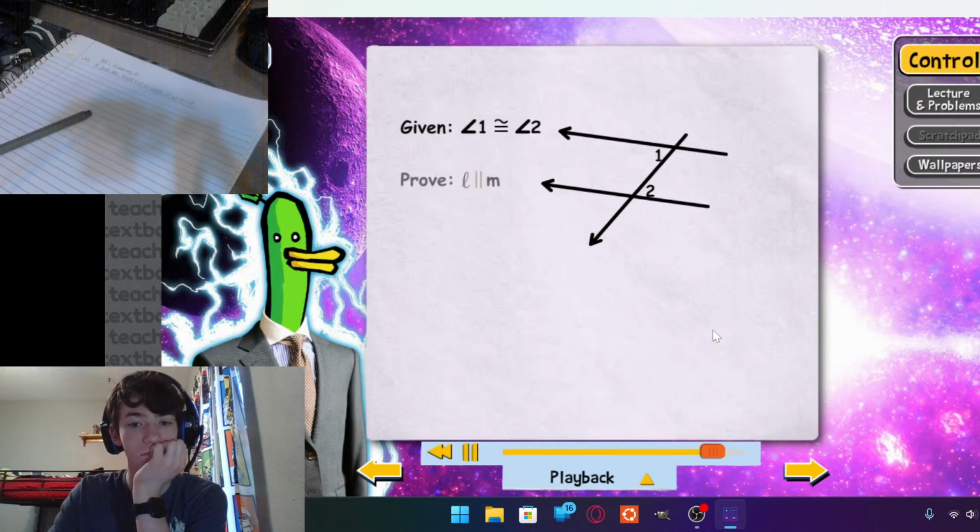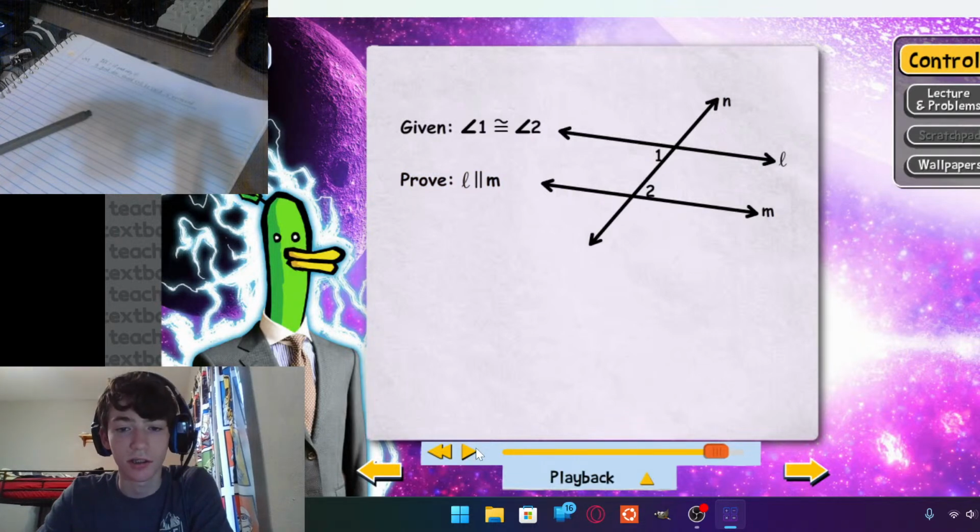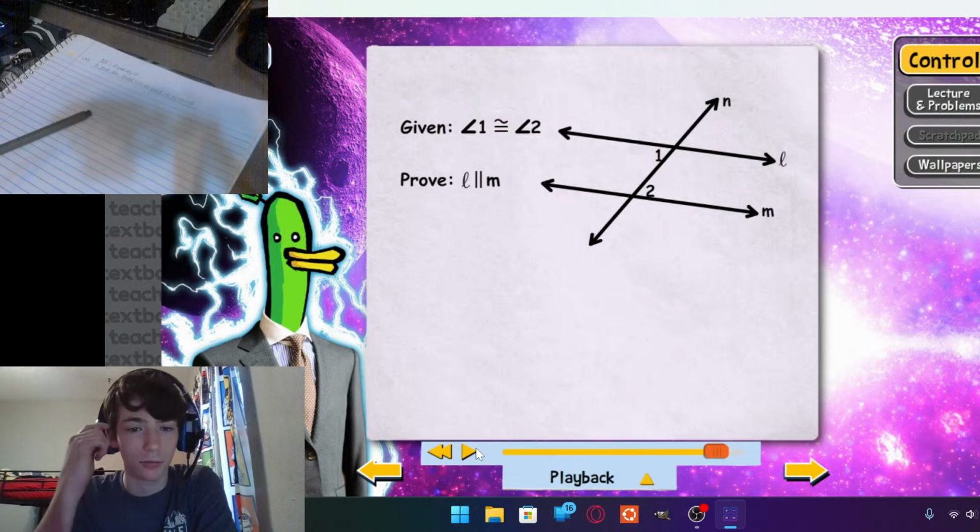Remember, our given statement was, here it is again, angle 1 is congruent to angle 2, and then we're supposed to prove that lines L and M are parallel. Now, to actually complete this proof, we need to... Okay, wait, I'm going to see if I can do it myself. So, prove that L and M are parallel.